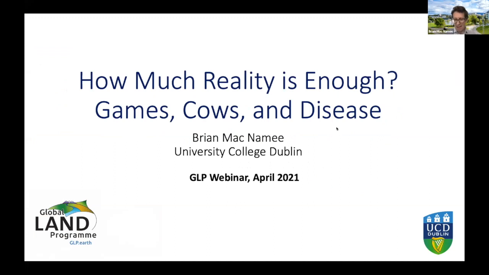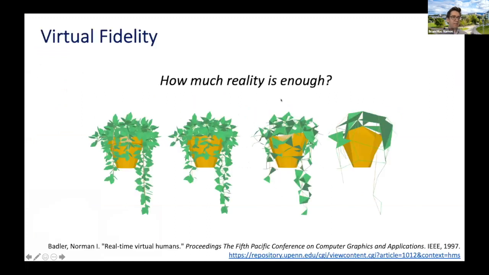So how much reality is enough for games, cows, and disease? I was thinking of what could be interesting for this session as a way to bring in a few different pieces of work that I've done. I'm sure everybody has these key papers that they read early on in their research careers. One of those for me was this paper, Real-Time Virtual Humans by Norman Badler. And he talks about this idea of virtual fidelity in modeling virtual humans. And essentially what it talks about is modeling as much reality as we need and looking at that question about what's important to put into a model and what's not important to put into a model.